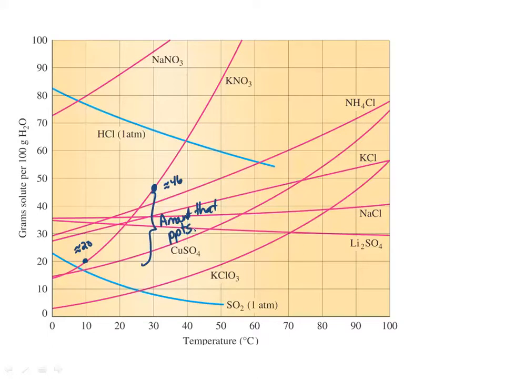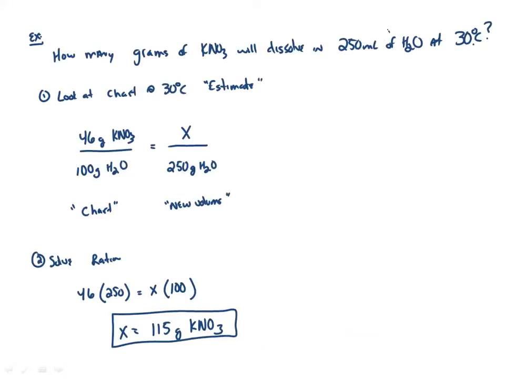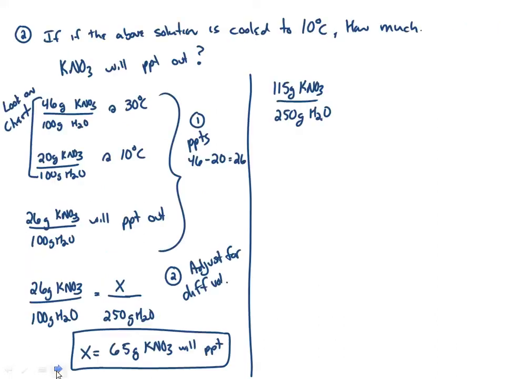Does that make sense? Notice that this chart's always per 100 grams of H2O, but our question was initially for 250 milliliters of water. That's why we're doing that second step to adjust it, because we really have 250 grams of water. So we're saying, if I have 100 grams, how much will precipitate out? And then since I have 2.5 times that amount, I'm simply multiplying by 2.5 in the end.